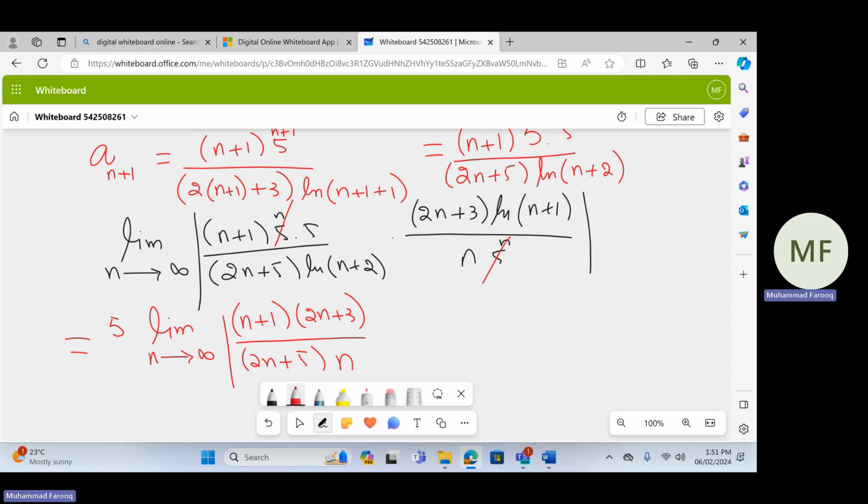polynomial separately. Multiply. Now check, in the numerator, do you have a natural log function? Yes. What is that? And with the argument how much? N plus 1. And in the denominator, please, ln with the argument how much? N plus 2. Understand, right?